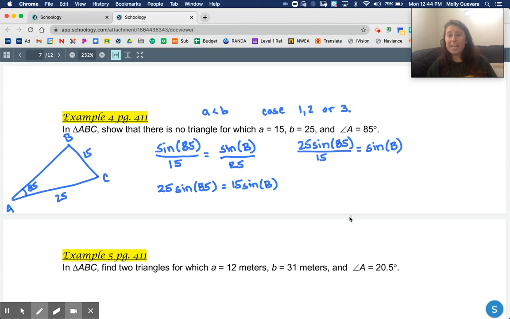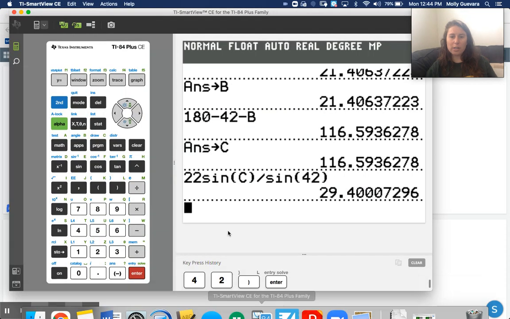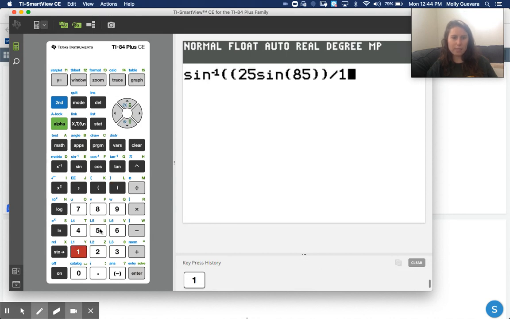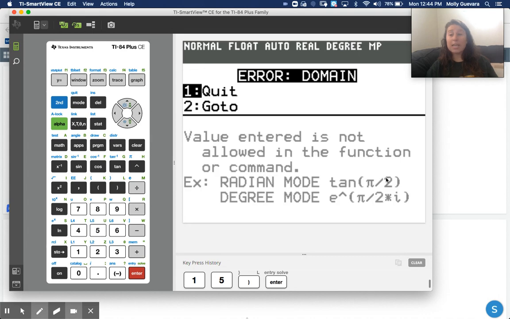Then to get B by itself, we have to take the inverse. So that gives me sine inverse of this whole thing. So 25 sine of 85 over 15 equals B. Okay, so we're going to enter this in our calculator. Again, make sure you're in degrees, right? So sine inverse of 25 sine of 85 divided by 15, close it, and I get error.